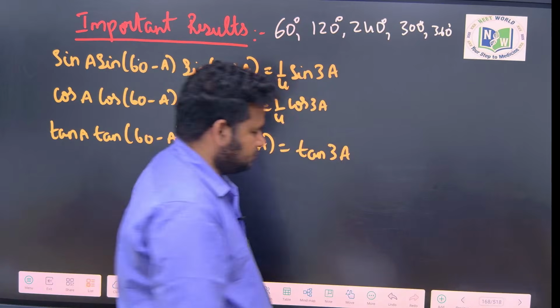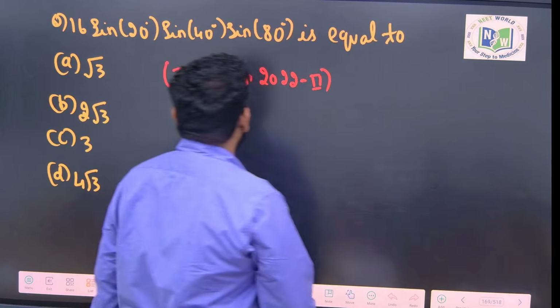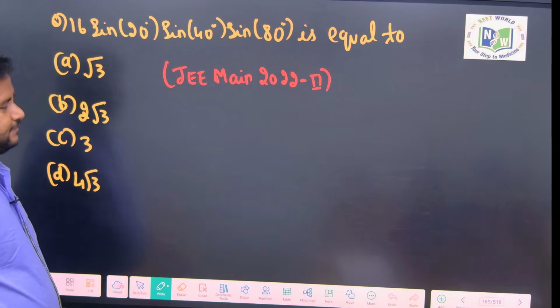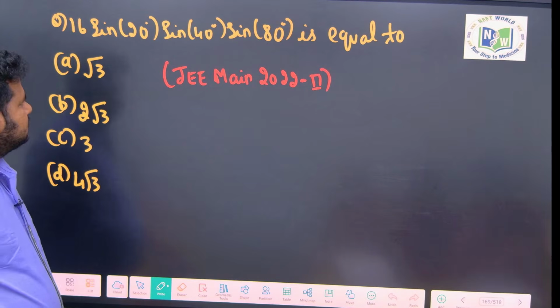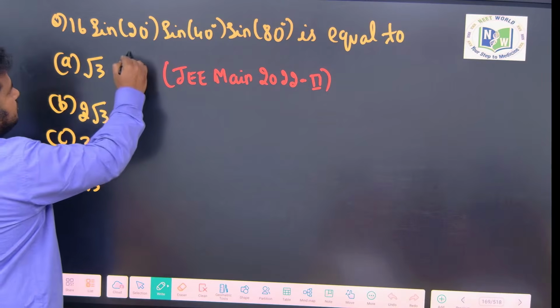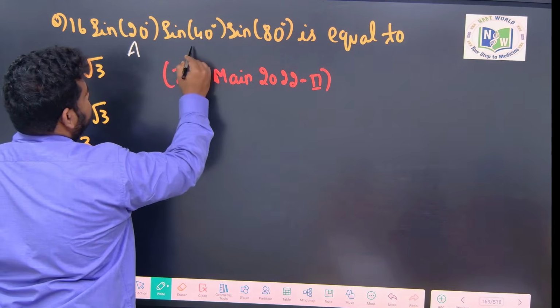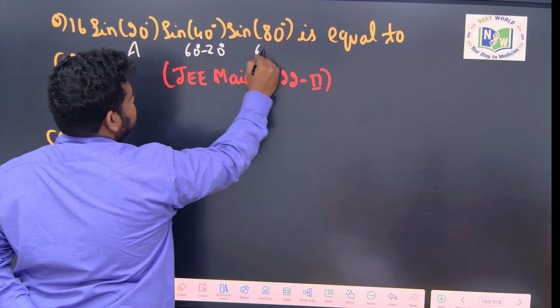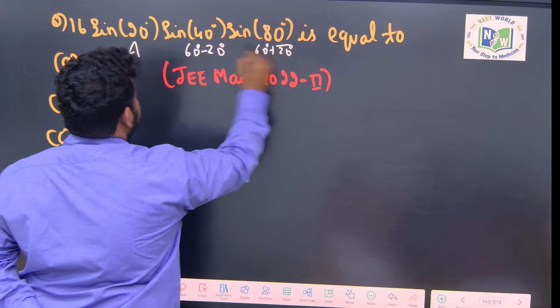Written everyone? Now see what question they will give. They gave 16 times sin 20, sin 40, sin 80. So here A is 20. This 40 is 60 minus A, that is 60 minus 20. This 80 is 60 plus A, that is 60 plus 20. Here A is 20.